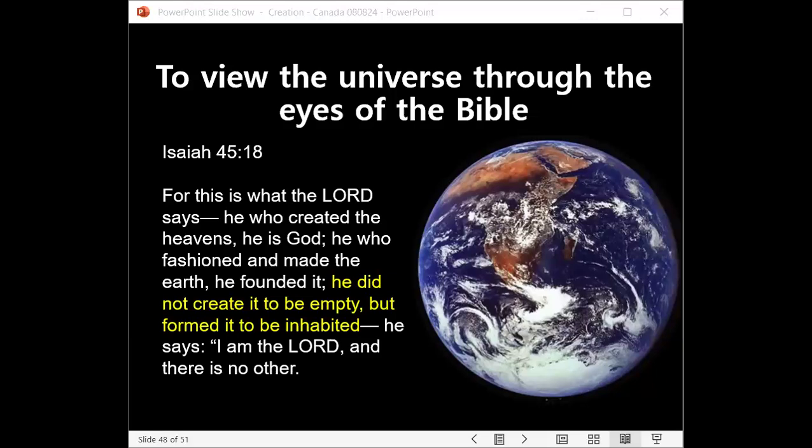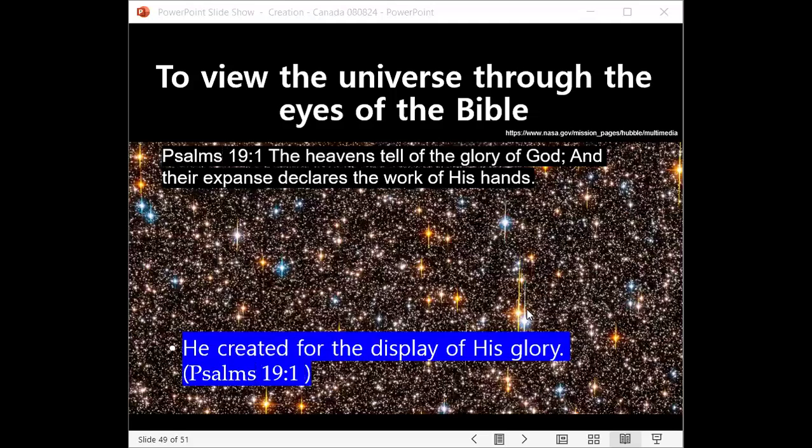We are not just one of the habitable planets in the universe. No, we are specially created on Earth. Finally, God created the galaxies and stars to display his glory. Okay, Psalm 19:1, he created them for the display of his glory.